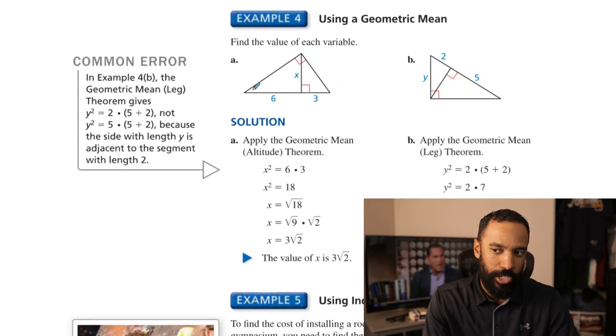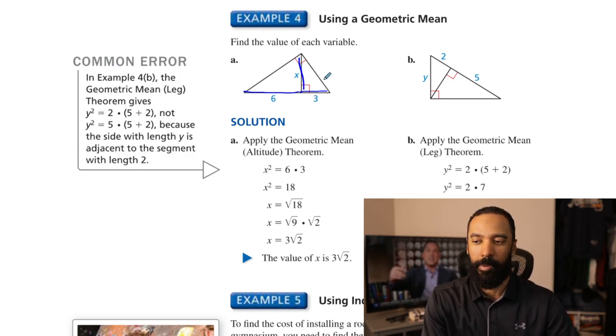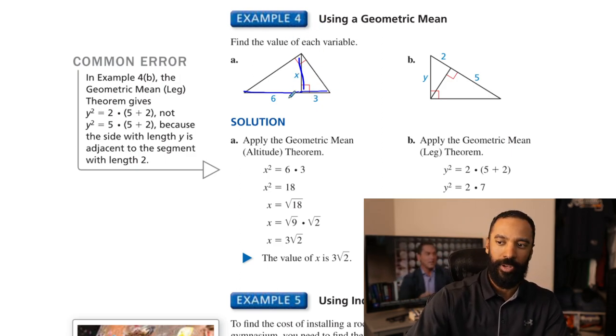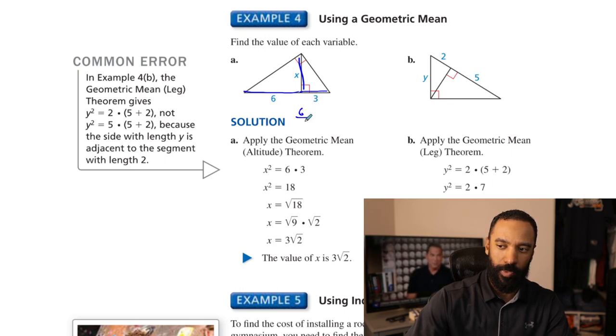This is the only one, again, that I do remember. It's just the way that it connects and works out. Again, I tend to set up a proportion before it. Find the value of each variable. X is the geometric mean of 6 and 3, as if to say 6 over x equals x over 3.